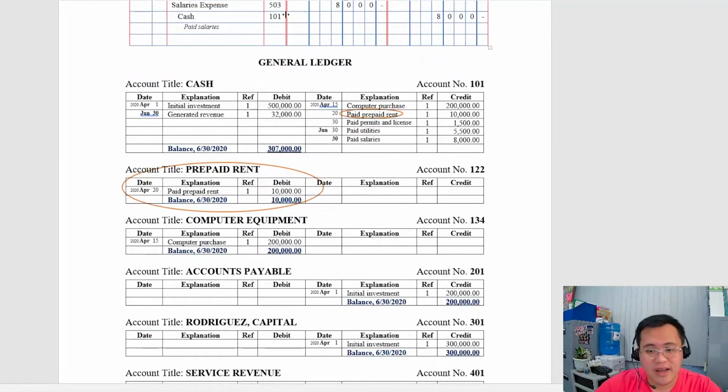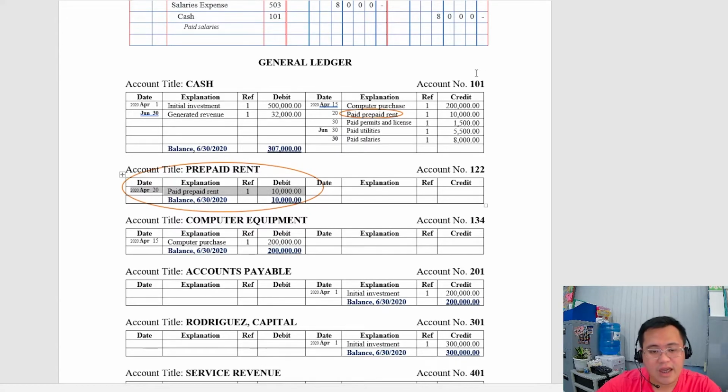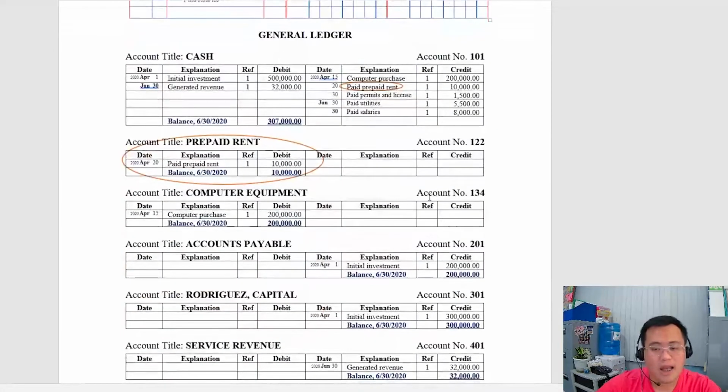Now, on the general ledger also, we have to post the prepaid rent to its corresponding ledger 122. The ledger 122 for prepaid rent should be debited with 10,000 pesos and not prepaid expense. So ideally, this debit entry should be posted to our ledger 122 for the prepaid rent and not on the ledger of prepaid expense.